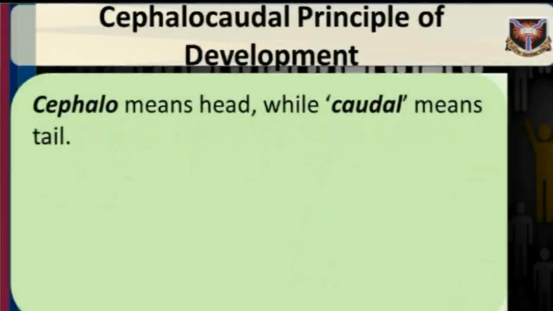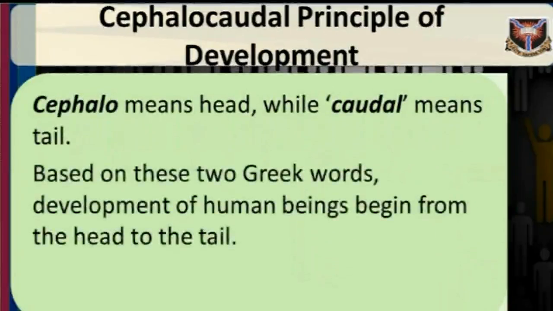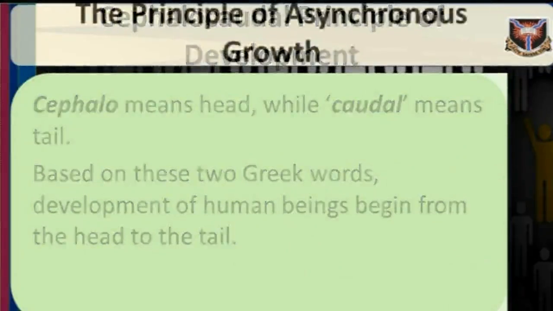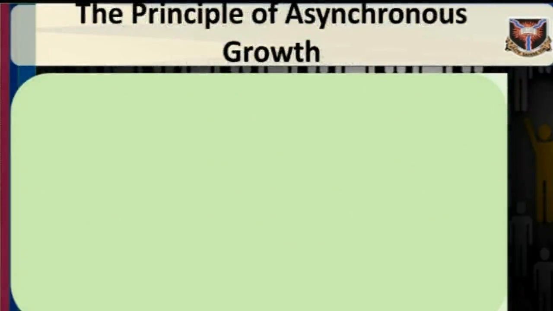Cephalo means head, while caudal means tail. Based on these two Greek words, we can say the development of human beings begins from the head to the tail. 2. Proximodistal principle of development.